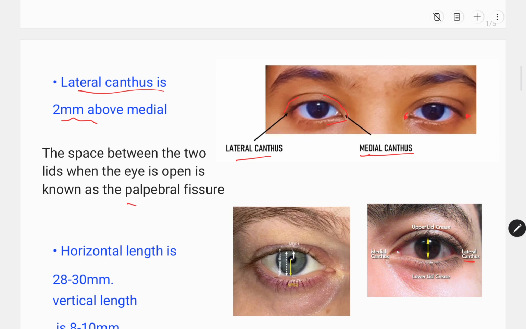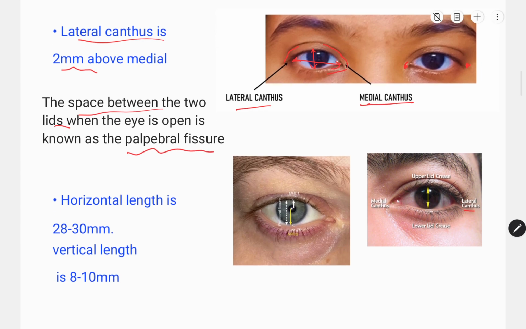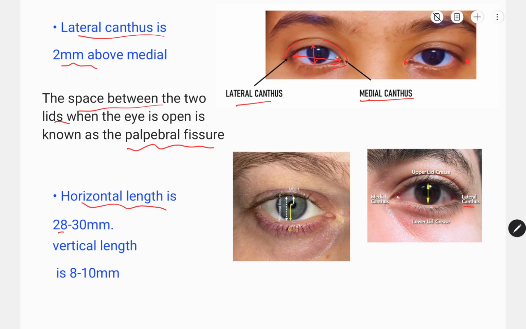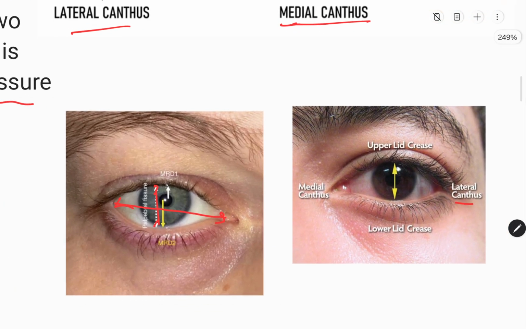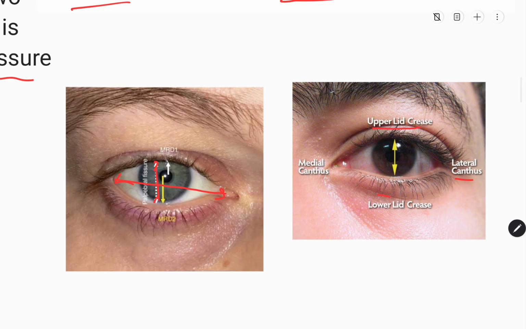Then the other thing is palpebral fissure. So the space between the two lids is known as palpebral fissure. We can divide the space like, this is vertical space and this can be the horizontal space. If we discuss about the horizontal space, this is about 28 to 30 mm. So this is the horizontal space. In case of the vertical length it is about 8 to 10. So in this picture, this is the upper lid crease, this is the lower lid crease, this is the lateral canthus and this is the medial canthus.